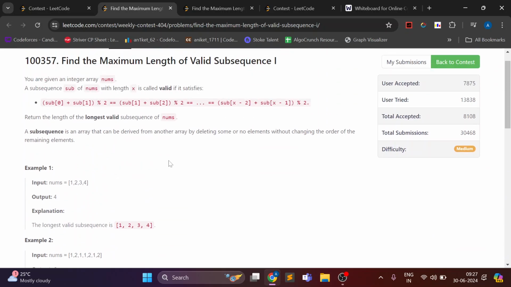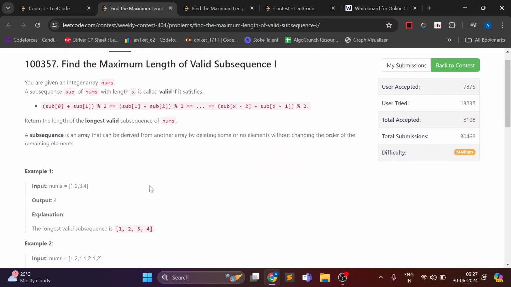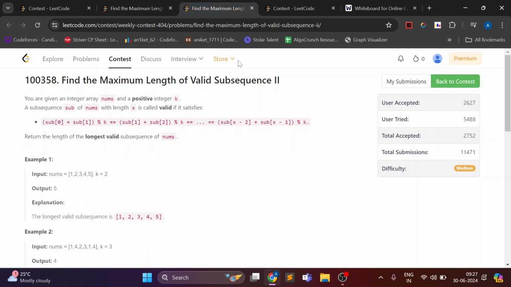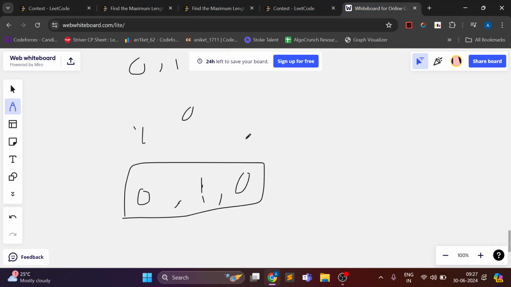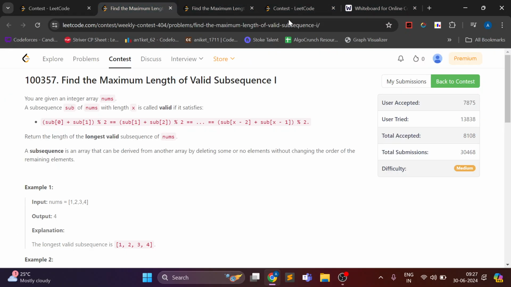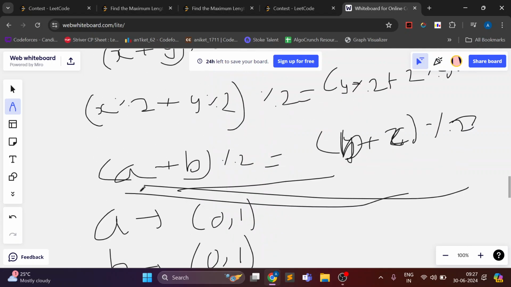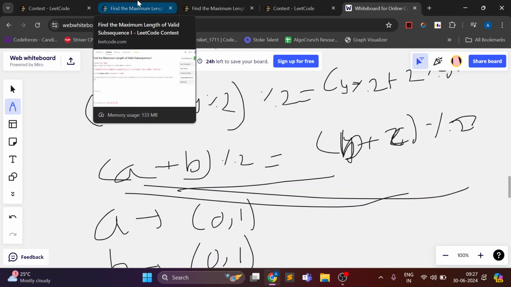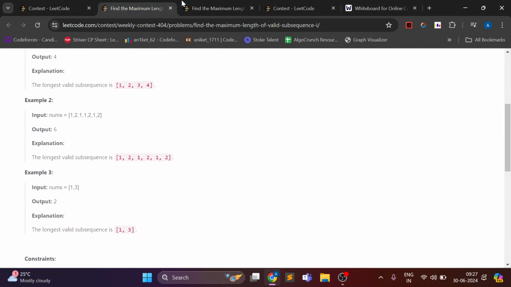So this was the case in the second question. A little bit not tricky, I would say, but easy. Understanding this alternative subsequence is an important observation, I would say.